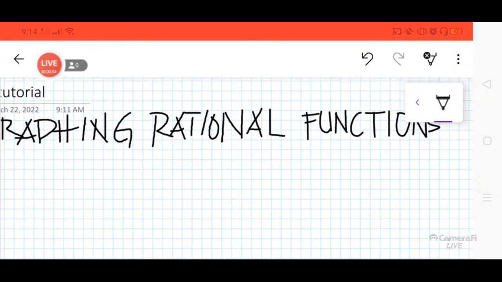All right, so I am going to teach you to graph rational functions in 3 steps. What are those? First is find and draw the asymptotes. Second is construct the table of values. And then next is sketch the graph and find the domain and range of the function.